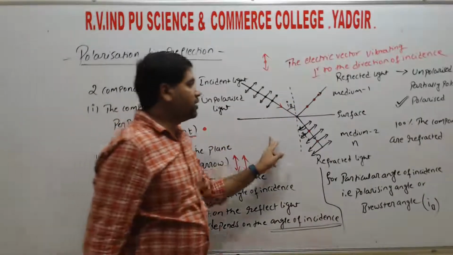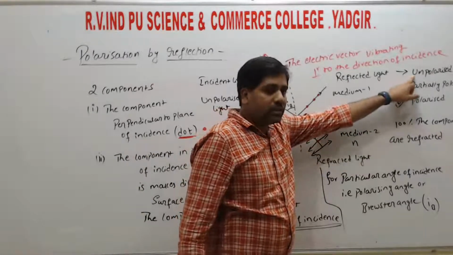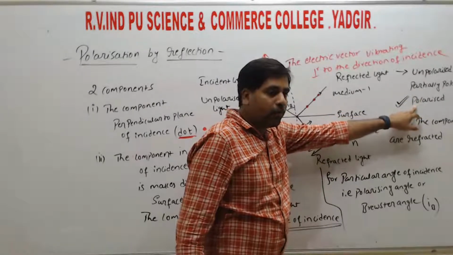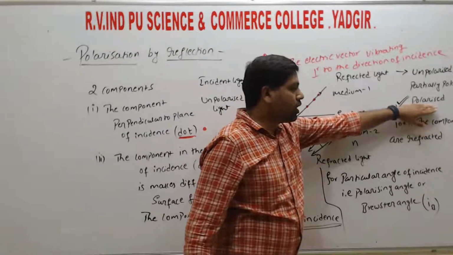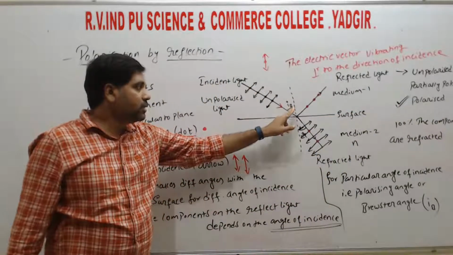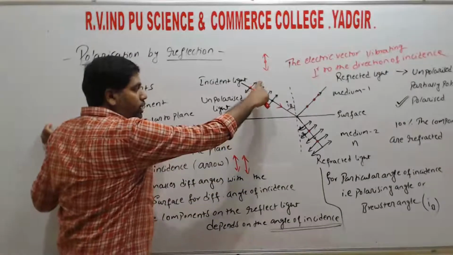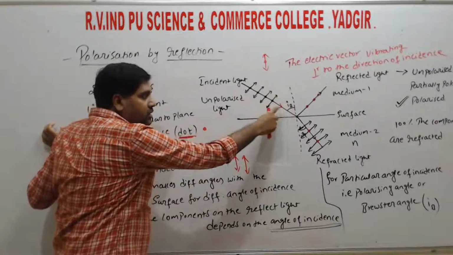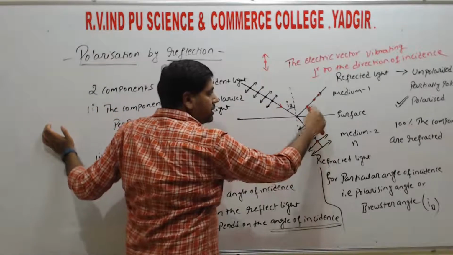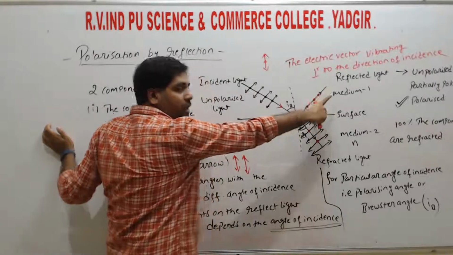For that reason, the reflected light may be unpolarized, maybe partially polarized, or maybe completely polarized. We need completely polarized light. Then for a particular angle of incidence, the components in the plane of incidence, the arrow marks, are completely refracted. Hence we get only the dots in the reflected light.